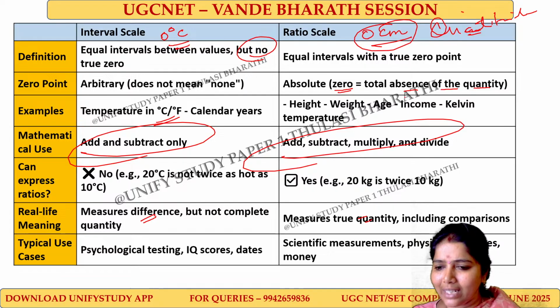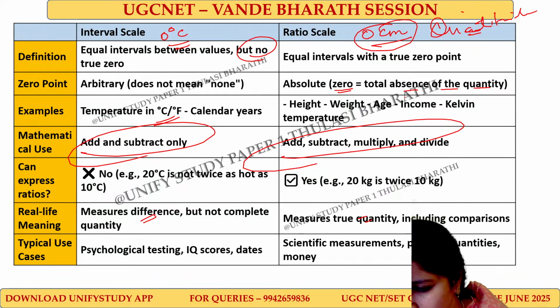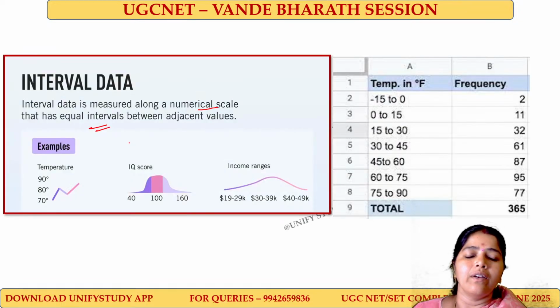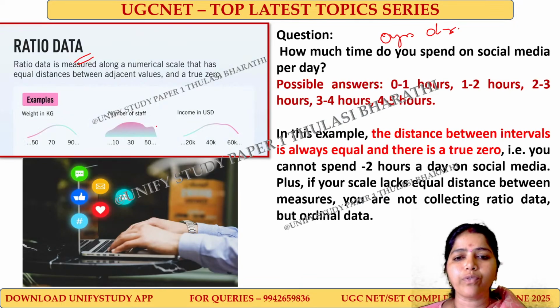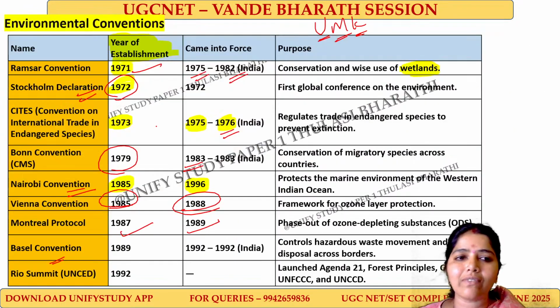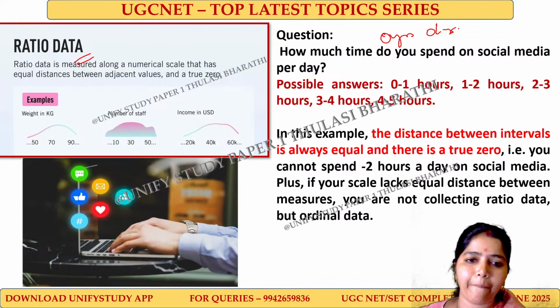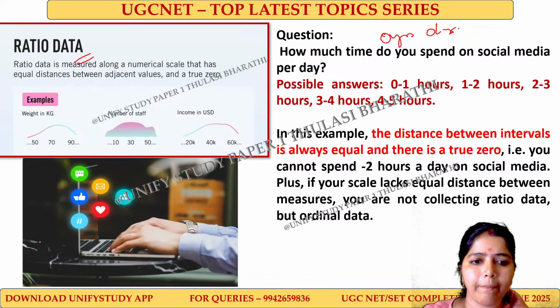Okay, very good. So these are the different types: nominal, ordinal, interval and ratio levels of data. Is it clear? Okay, very good.